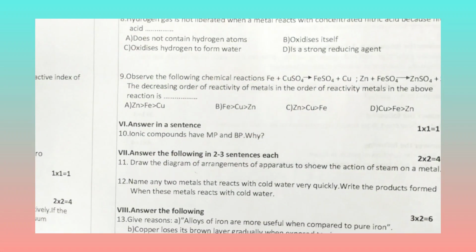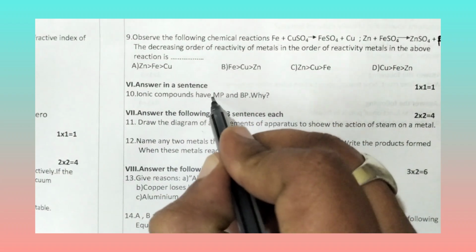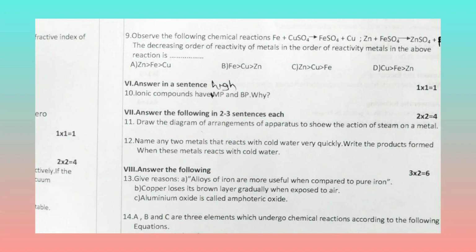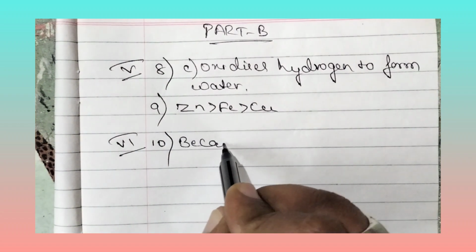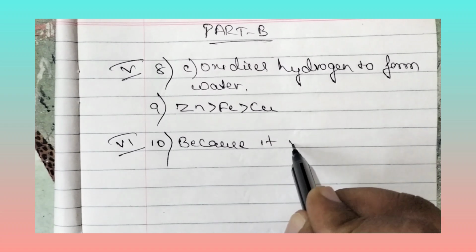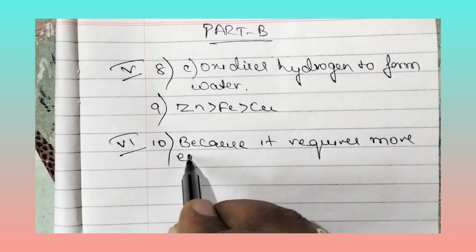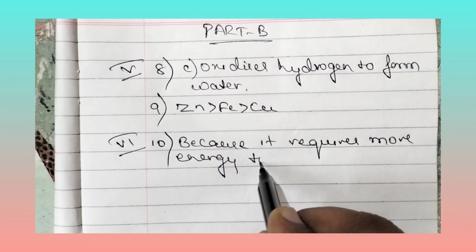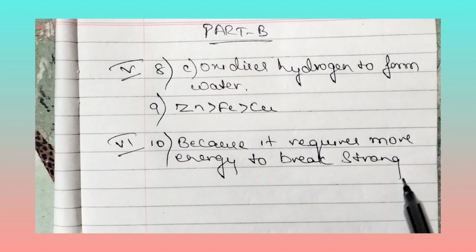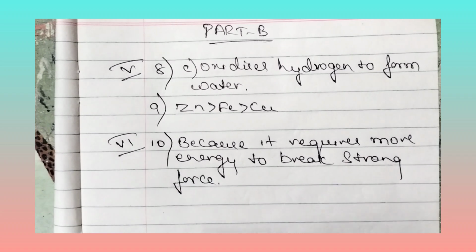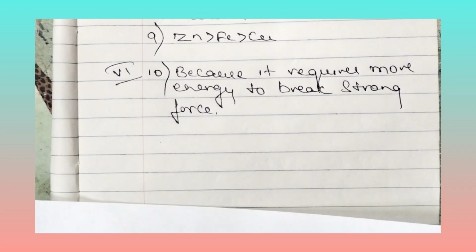Question number 10 is, ionic compounds have high MP and BP. Why? Because it requires more energy to break the strong force. To break the strong force, more energy is required, therefore ionic compounds have high MP and BP.